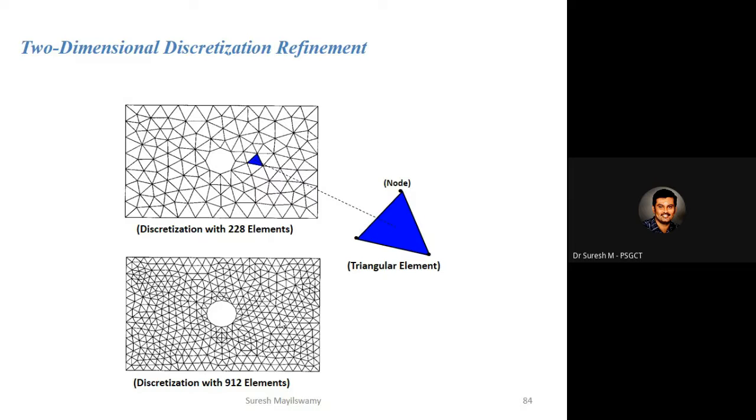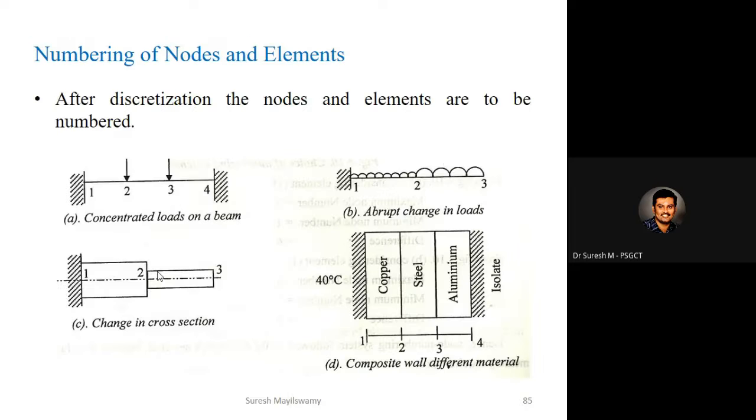So the next one, there is a central hole, so that we can discretize this whole element into small triangular elements, so that 912 elements are formed here to analyze the entire element. So the next step is the numbering of nodes and elements. After discretizing the entire element, nodes and elements are to be numbered.